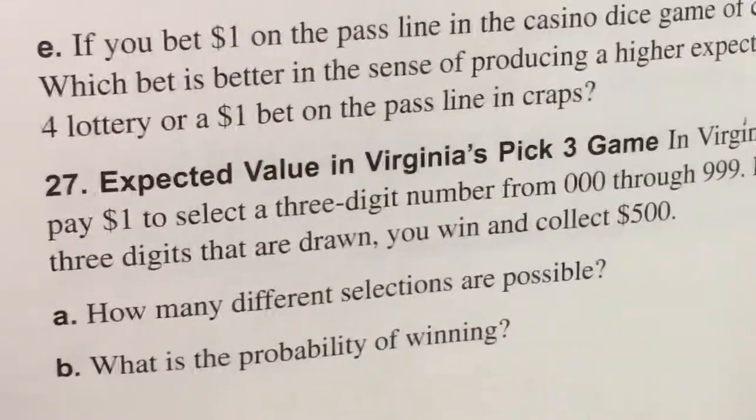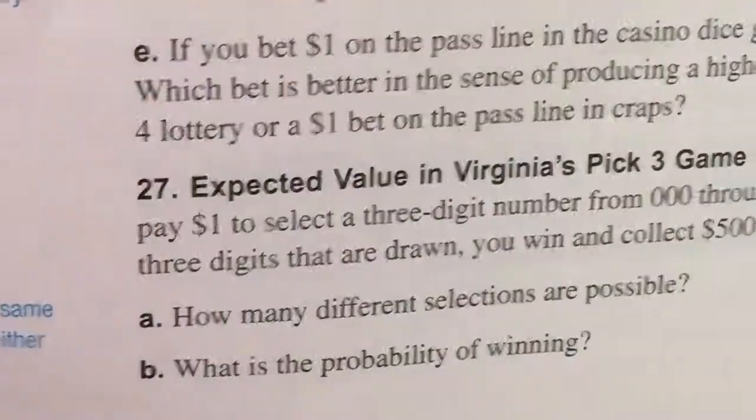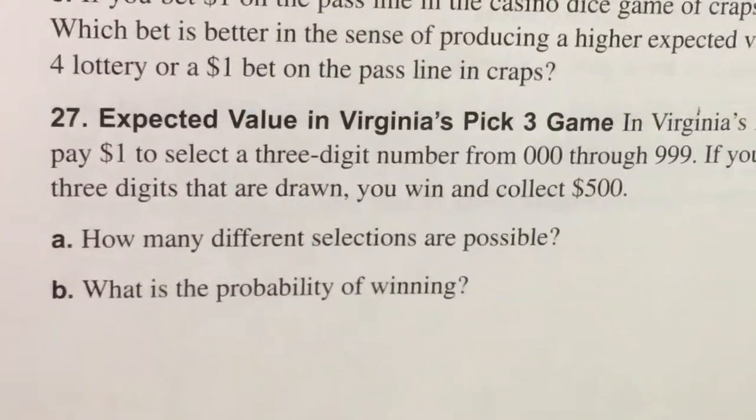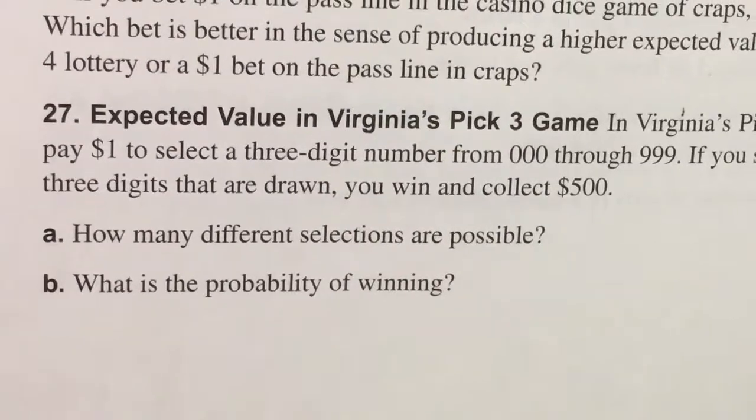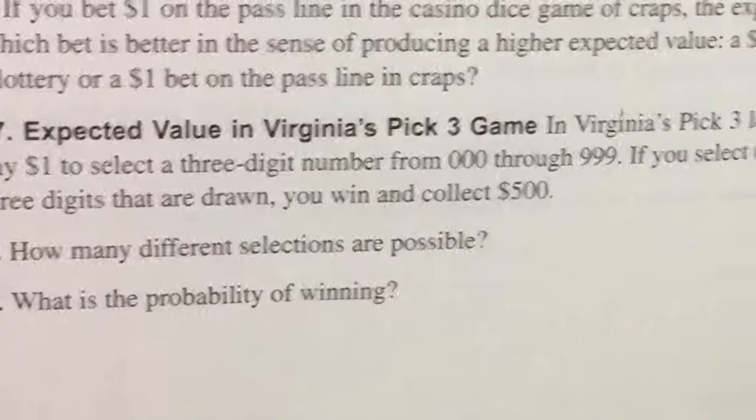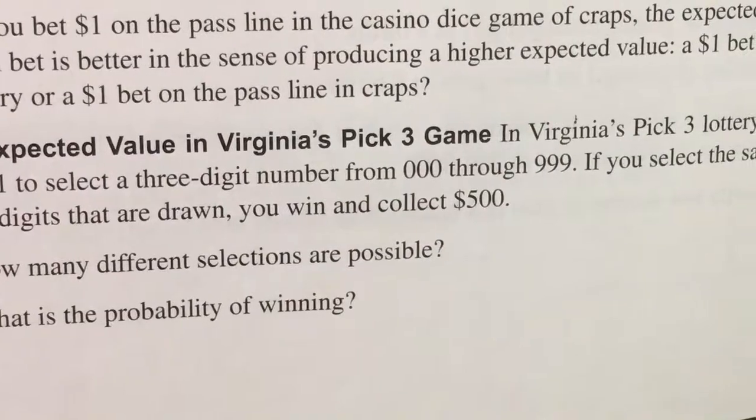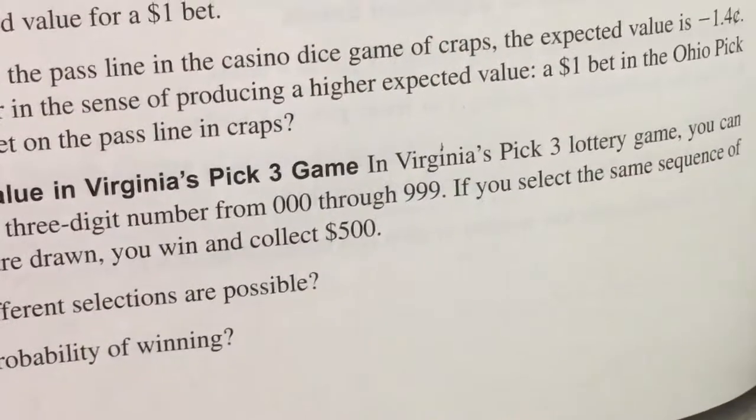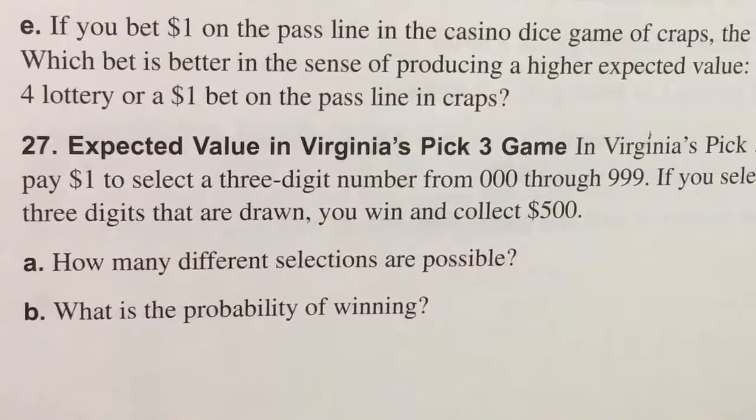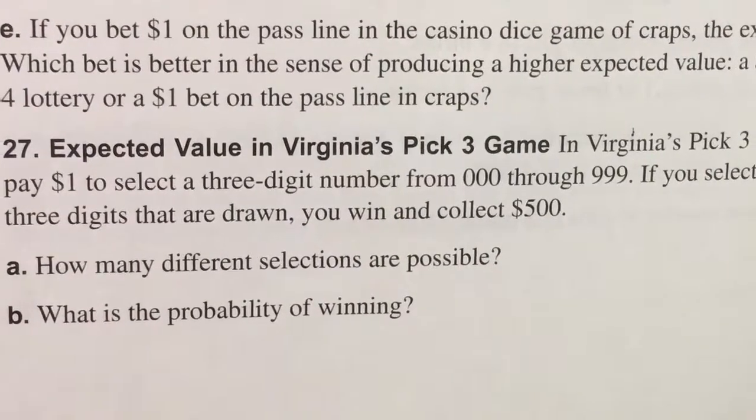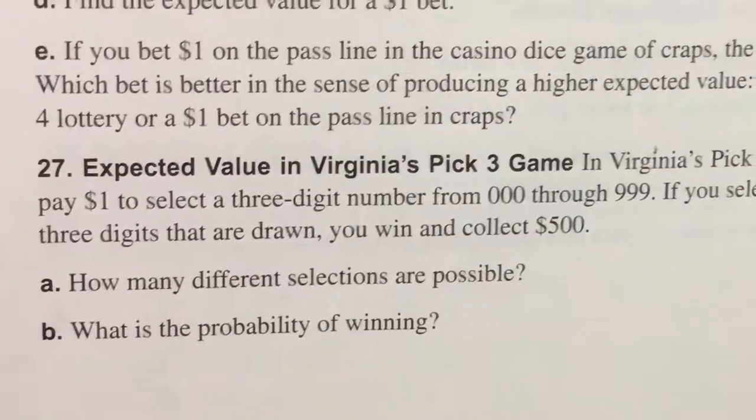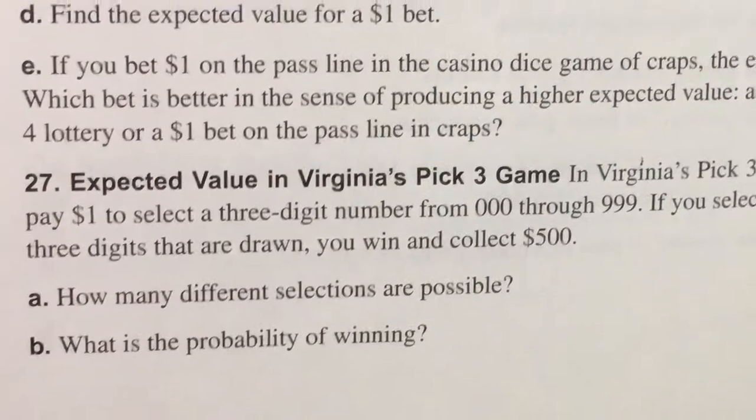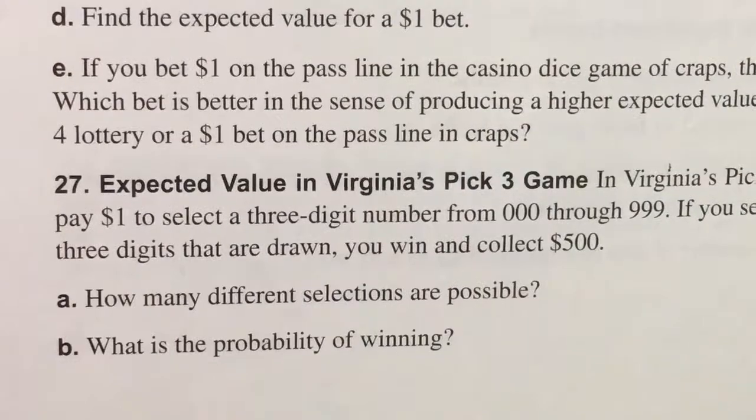All right, I think this is our last one. I'm going to go back and check, but I'm pretty sure. Number 27, expected value in Virginia's Pick 3 game. In Virginia's Pick 3 lottery game, you can pay $1 to select a 3-digit number from 000 through 999. If you select the same sequence of digits that are drawn, you win and collect $500. Basically, you have to select the same 3-digit number, so it's only one number that you're picking.